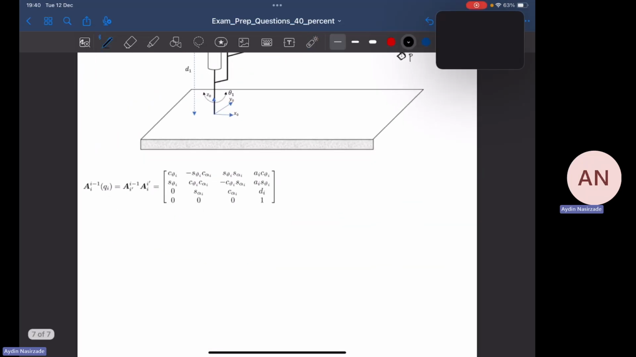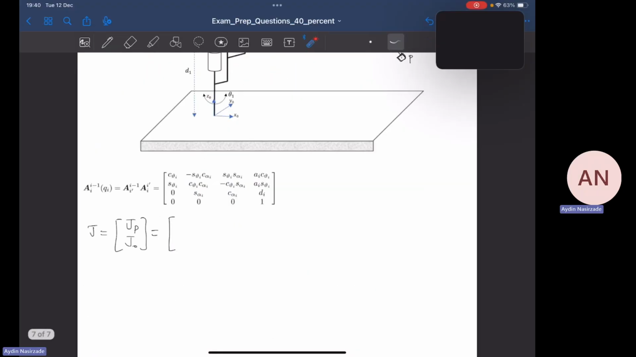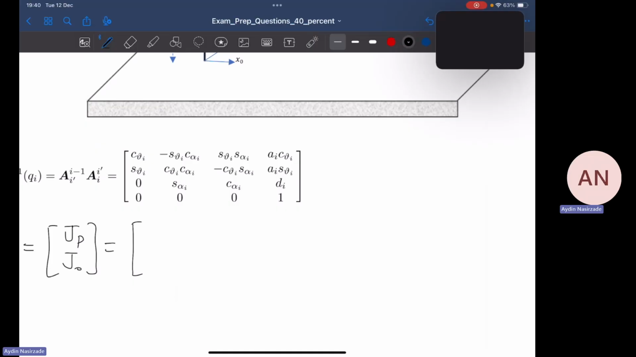J of Q, let me write it this way. J is equal to two parts, JP and JO. Now, we have three joints: revolute joint, prismatic joint, prismatic joint. For the corresponding joints, I have different formulas along different columns, right? The first one is going to be Z0 cross product P minus P0.